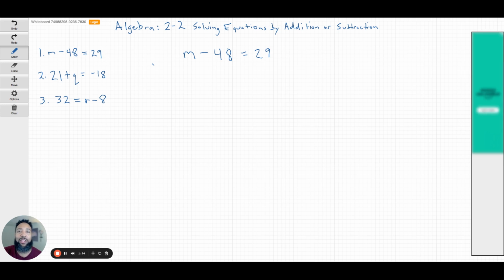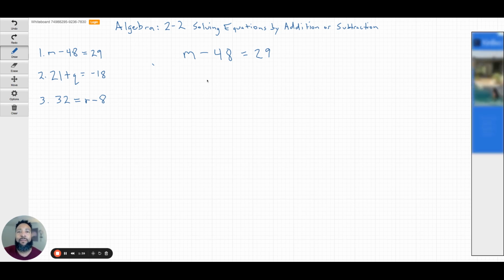The first thing you need to do is to connect with the problem, and that is, even if you see the problem on a sheet of paper, you write it down again. You're going to have to feel the problem. That is the first step. So write it down. M minus 48 equals 29. So what is an equation?